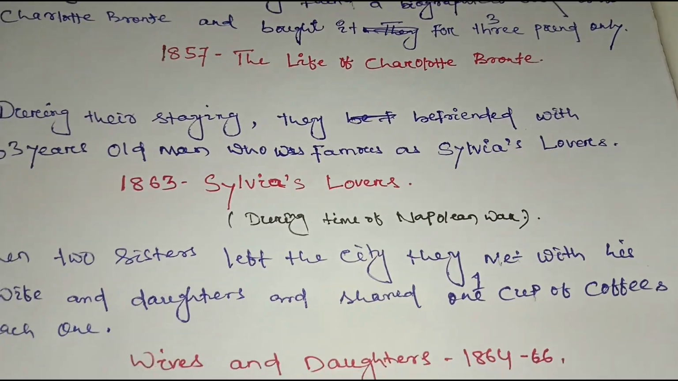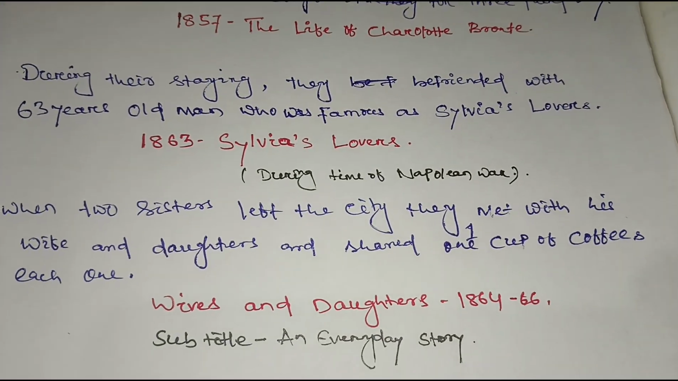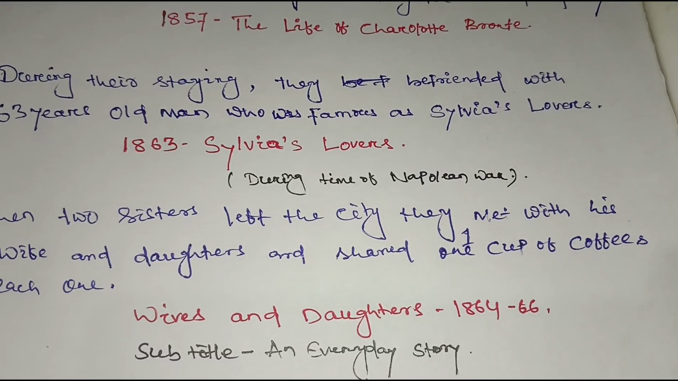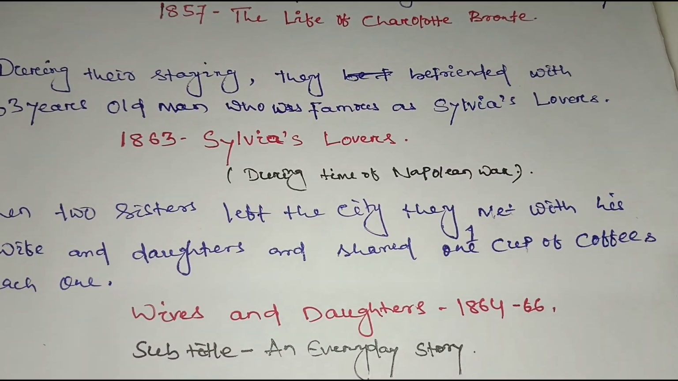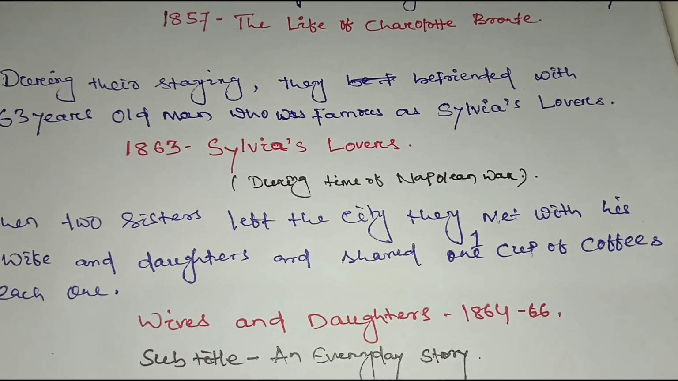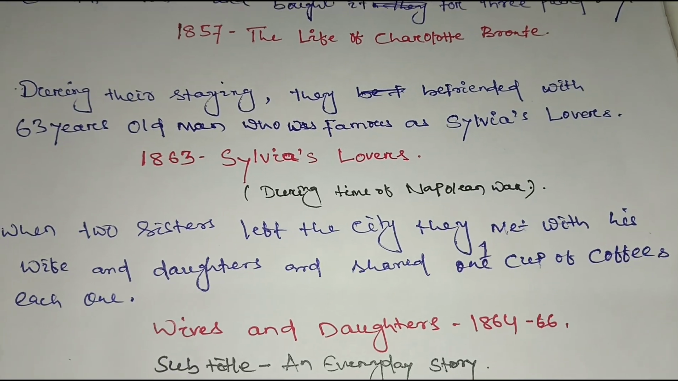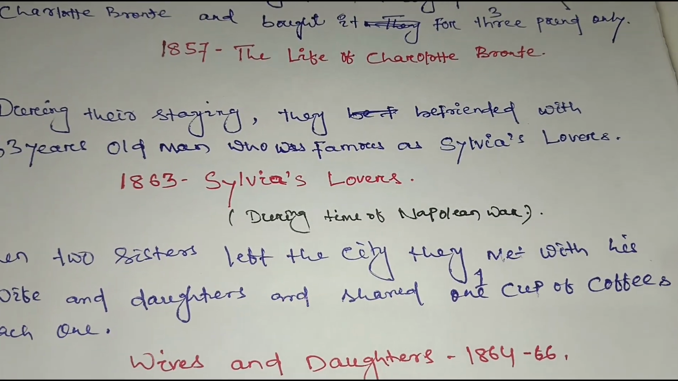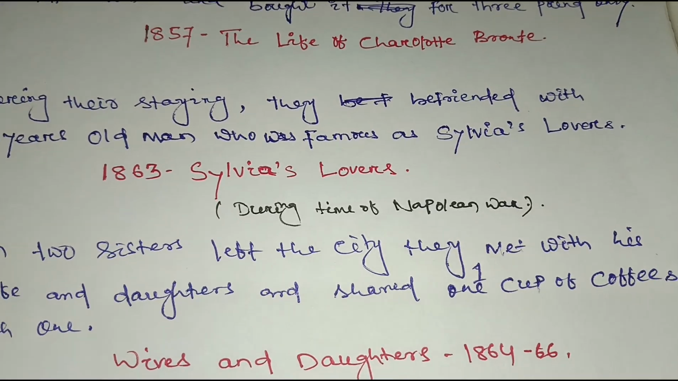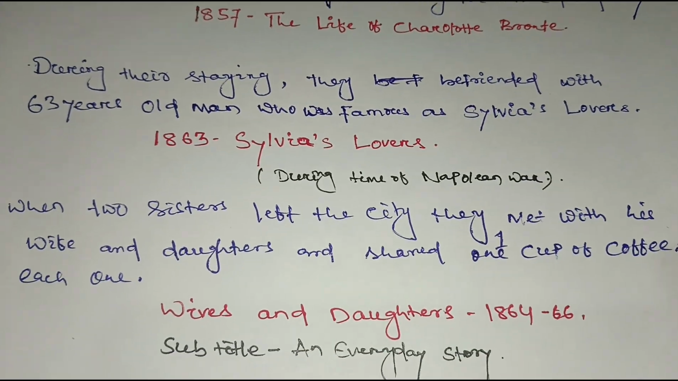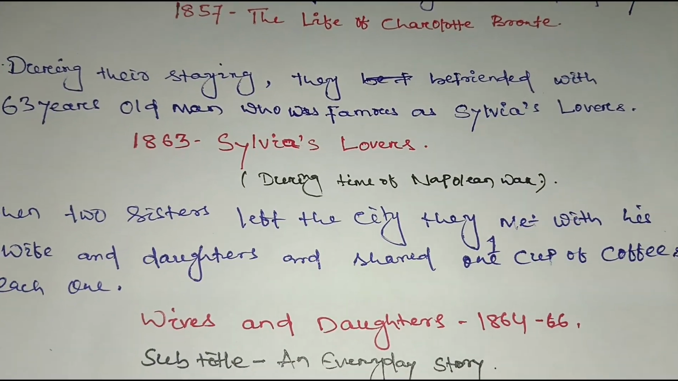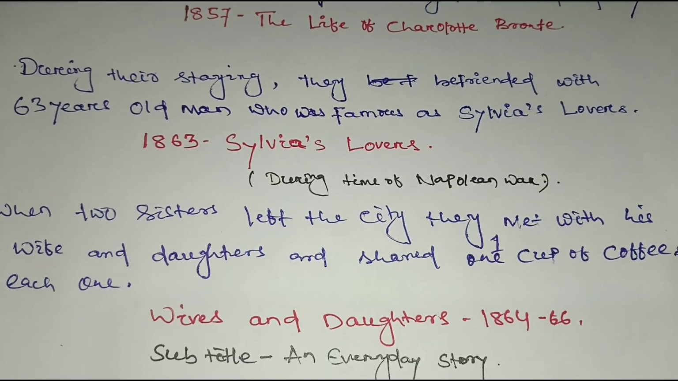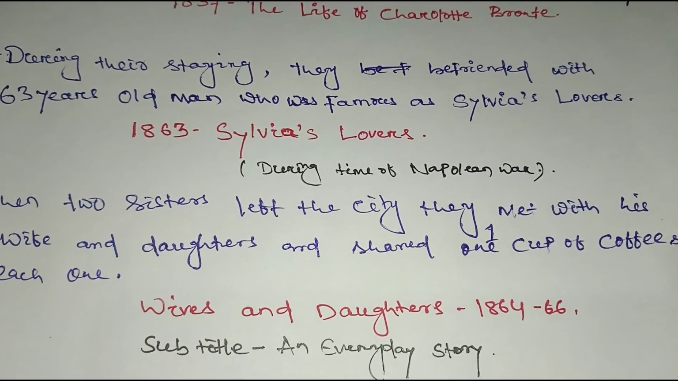So here I have mentioned one. One means we have to add one to the previous work, which was published in 1863. So 1864, that is Wives and Daughters.